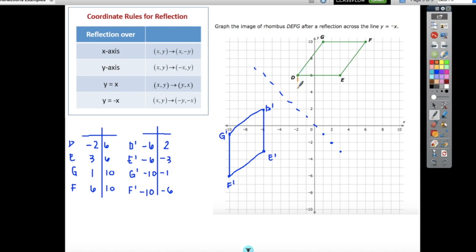This is 1, 2, 3, 4 away vertically. So this one will be 1, 2, 3, 4 away horizontally. And this is 1, 2, 3, 4, 5, 6, 7, 8, 9 away vertically. So this will be 9 away horizontally. Okay, so it's totally up to you how you solve these. Both of those, as you can see, will get you the correct shape after the reflection.